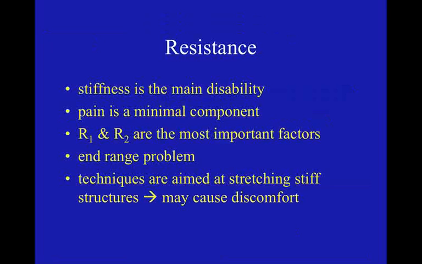So now what about the patient where their predominant feature is resistance? So this is where stiffness is the main disability rather than pain. Pain is just a minimal component. So here, R1 and R2 are the most important factors because pain is not a main feature. This is an end range problem, and so techniques are aimed at stretching these stiff structures, and because of that, it may cause discomfort.